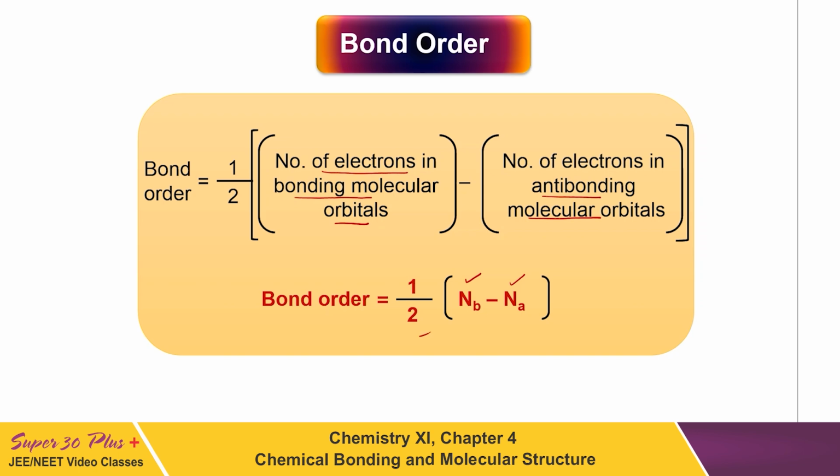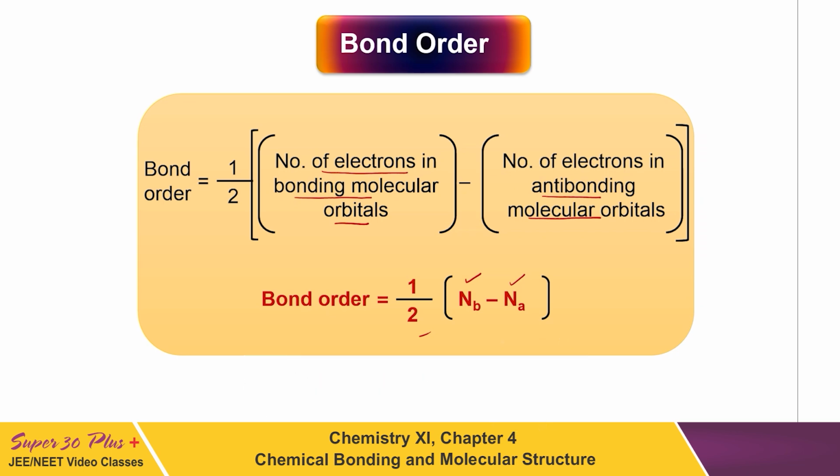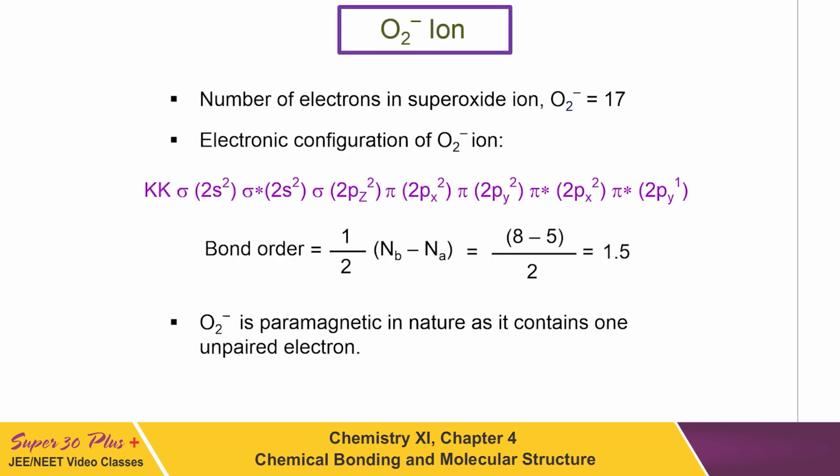That 2 is equal to the bond order, right? So if someday you have to calculate the bond order, first you should calculate how many electrons are there in BMO, then how many electrons are there in ABMO, and then you subtract the number of electrons in BMO and ABMO, and divide the figure by 2, and then you will get the bond order, right? We will solve some examples in this class.